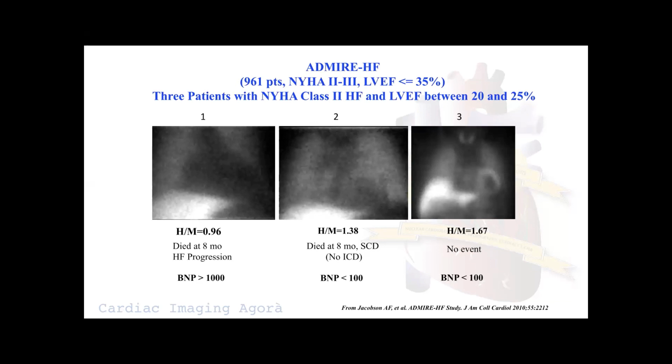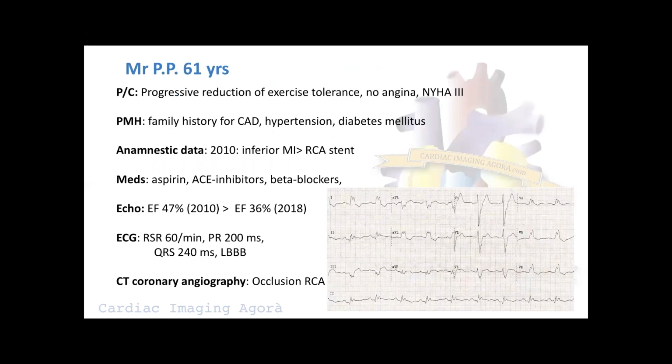So 3 different kinds of patients, and you can improve the evaluation of the risk using MIBG apparently. I would like to show you one case from our hospital. This is a man of 61 years old. He has a progressive reduction of exercise tolerance without angina, in NYHA class 3. He has family history for coronary artery disease, hypertension, and diabetes mellitus. From his anamnestic data, in 2010 he had an inferior myocardial infarction treated by revascularization with PCI and stent on RCA, and he was treated with aspirin, ACE inhibitors, and beta blockers.